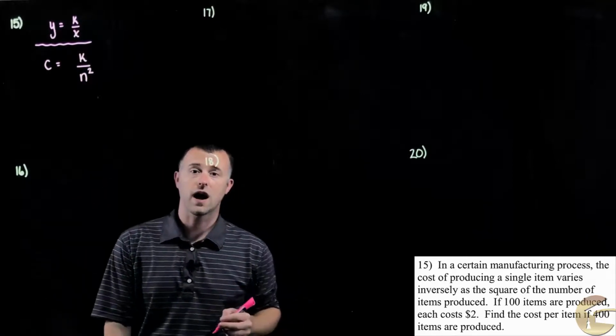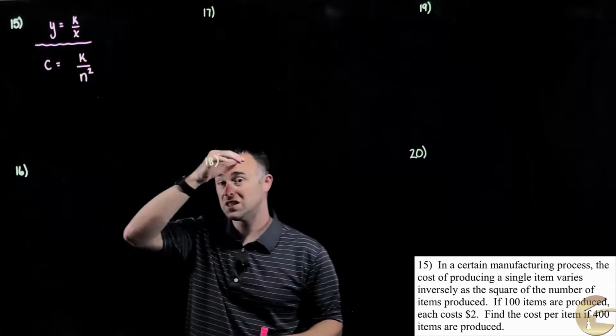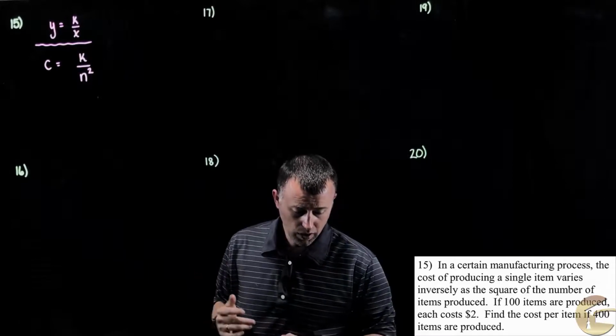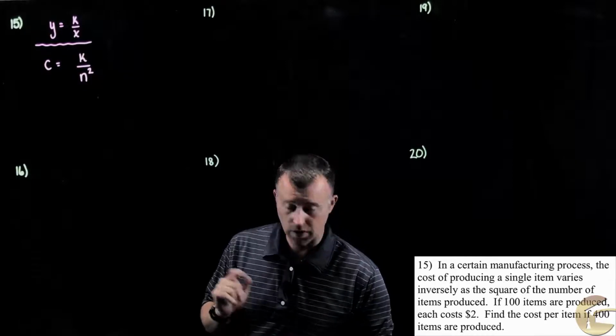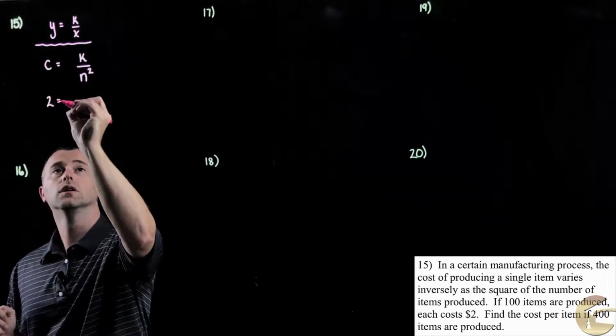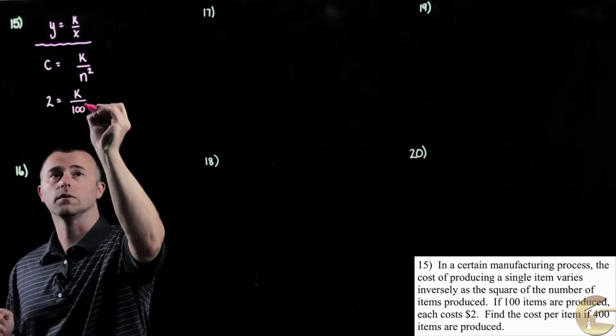So that is your actual equation that we're going to be using to solve this. That's step one, just to get that equation. Now we're going to plug some numbers in. If 100 items are produced, each costs $2. So we have 100 items, the cost is $2. So cost is 2, and that's going to be k divided by 100 squared.